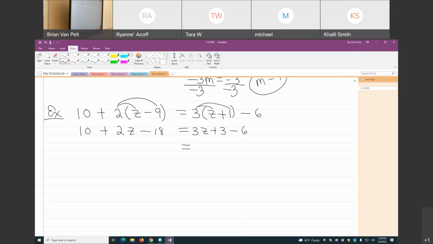What would be my next move? Well, all right, am I done simplifying each side? Is the left side of the equals simplified all the way? So I have to do that. How do I simplify the left side? So I can combine 10 and negative 18. It doesn't matter how you write it. You could write it as negative 8 plus 2z, or as 2z minus 8, the same deal. What about over here? What is this going to look like when I'm finished with it?